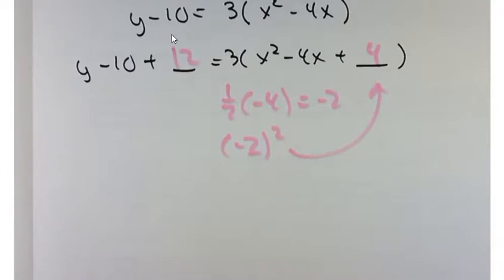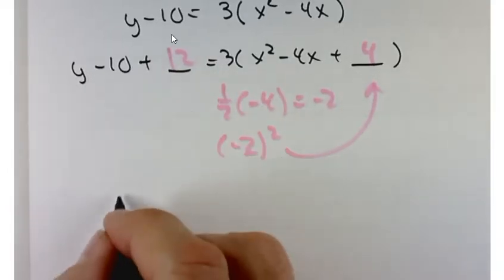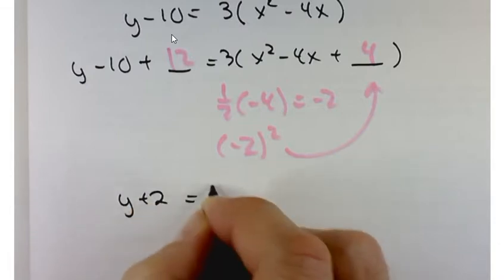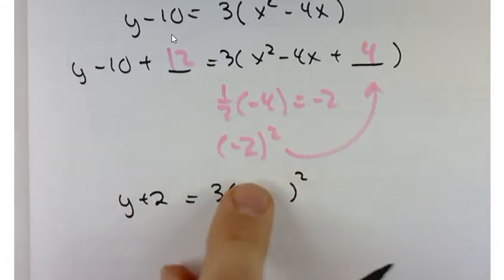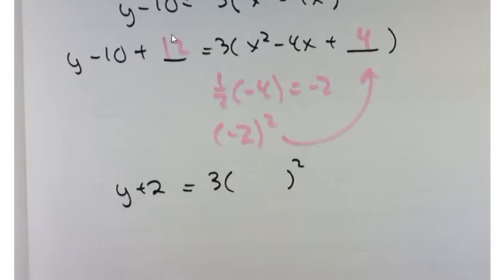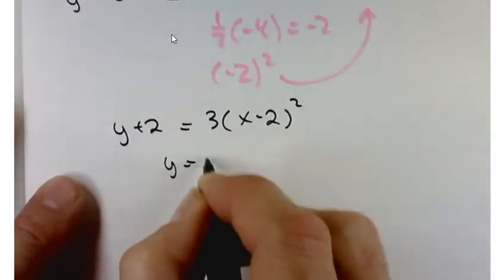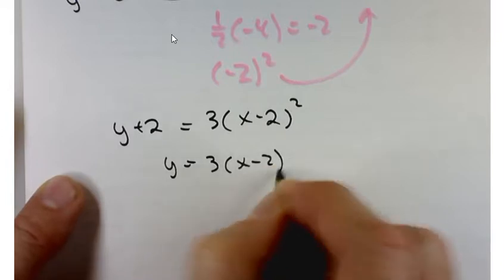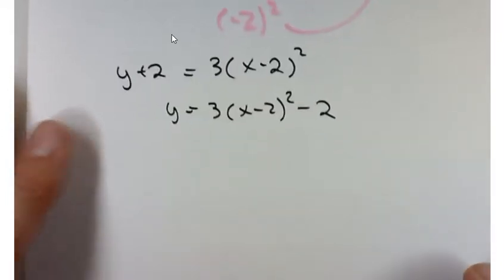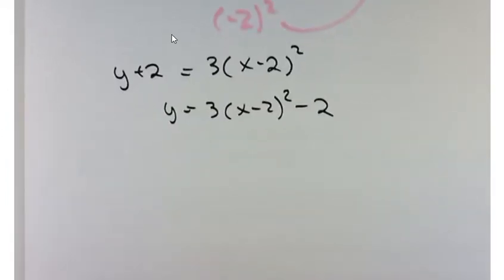Let's clean up each side. On the left-hand side, negative 10 and 12, that's a 2. What do I square on the right-hand side to get x squared minus 4x plus 4? X minus 2. Last but not least, let's move this to the right-hand side. 3 times x minus 2 squared minus 2. Nice.